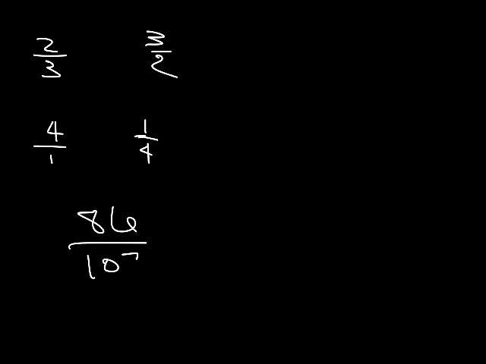So the next thing we're doing in 1.6 is reciprocals and multiplication with fractions. Let's start out with reciprocals. Reciprocals are basically turning a fraction upside down. So if we have 2/3, its reciprocal is 3/2. If we have 4, that's really 4/1, right? And the reciprocal is 1/4. If we have 86/107, the reciprocal is 107/86. That's pretty much all a reciprocal is, just flipping the whole thing upside down.